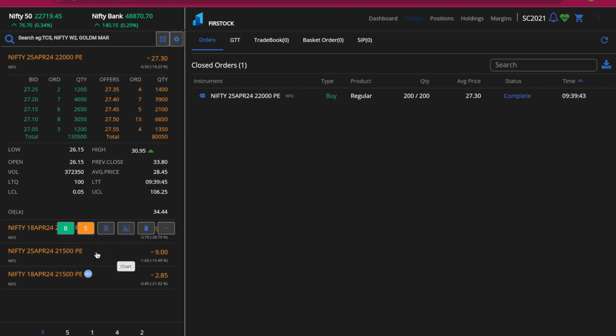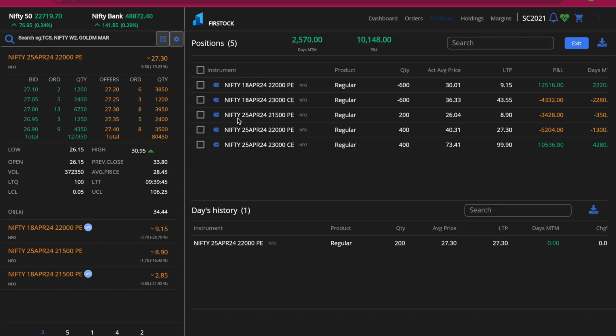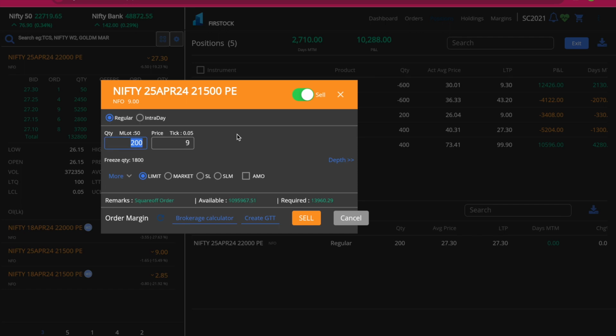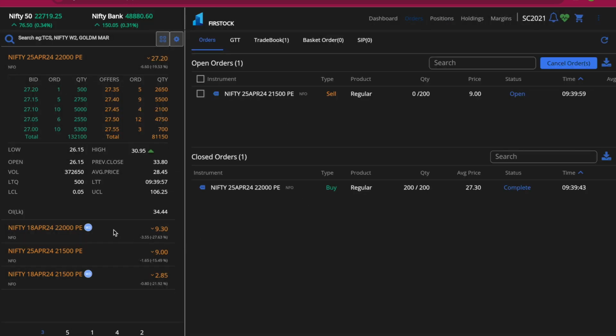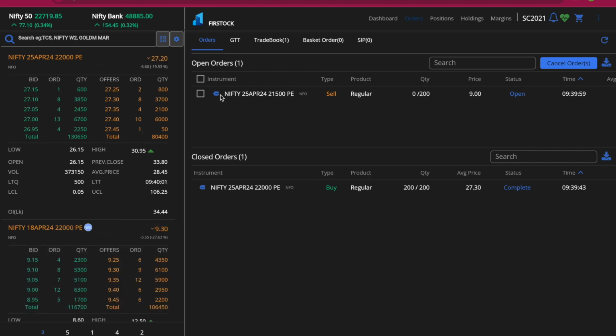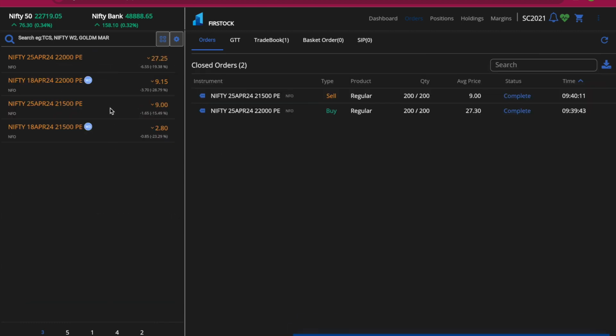And now what we have to do, we have to exit this 21,500 P. So this is the 21,500 P. We have to take this, exit this completely, limit 9, sell. Let's see what the values are. Okay, that is exited. We don't have to worry now.